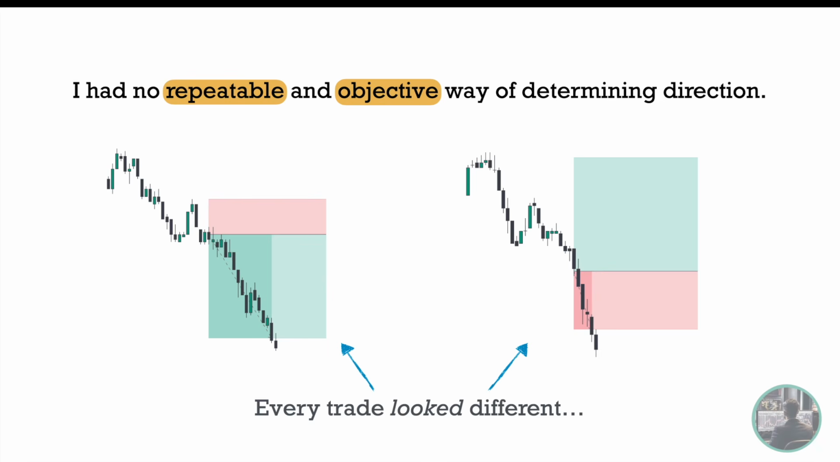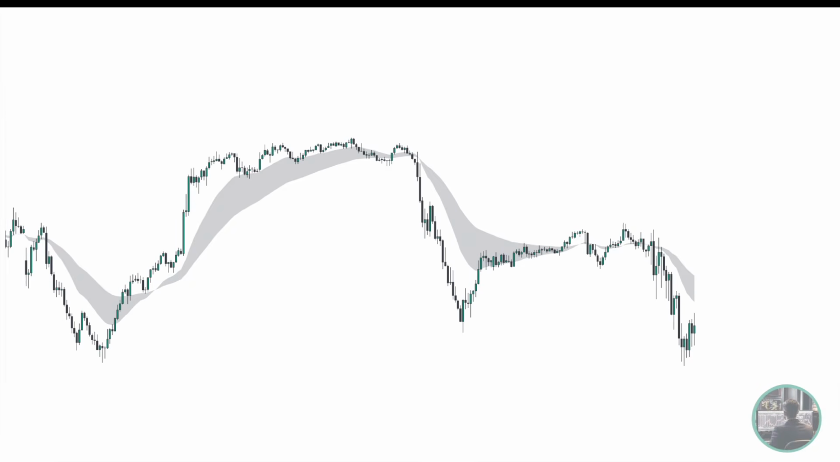That's where the EMA cloud came in. Just by using this indicator, I was able to dramatically increase my win rate, basically overnight. So in this video, I'm going to show you exactly how to use it to get direction right with haunting accuracy. The 20 50 EMA is one of the most common indicators, but no one uses it correctly.